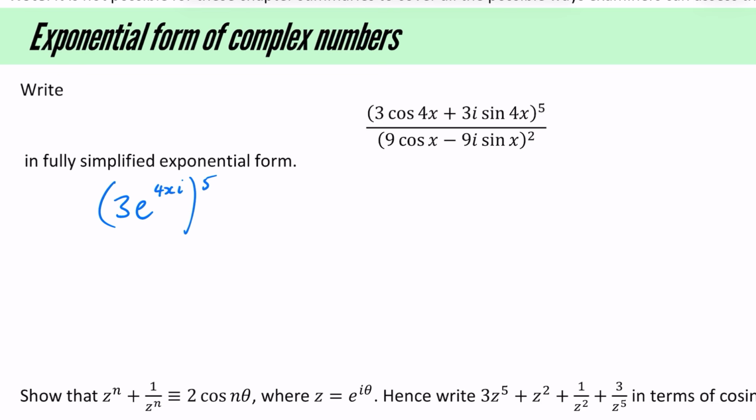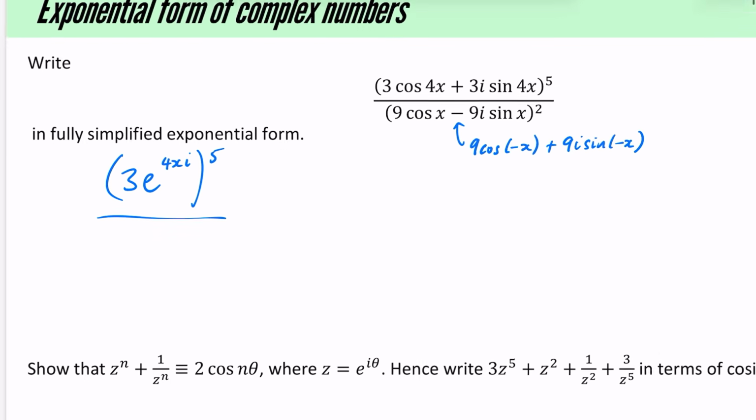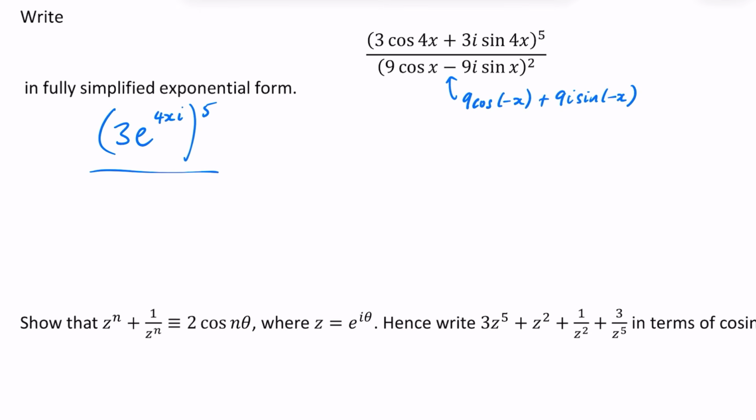Then the denominator, we need to be a little bit careful because we've got this minus. And we know that this thing can be rewritten as 9 cos of minus x plus 9i sine of minus x. So actually the argument isn't x, it is minus x. The modulus is 9, so it's going to be 9e to the minus xi, and the whole thing is going to the power of 2.